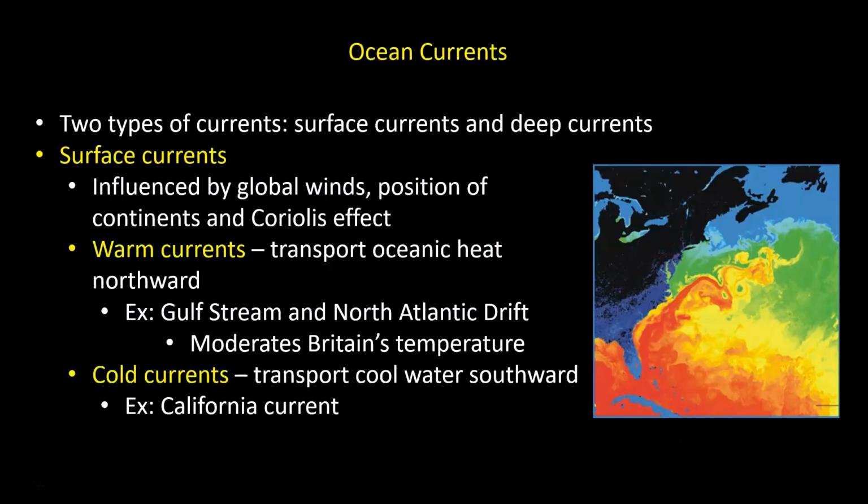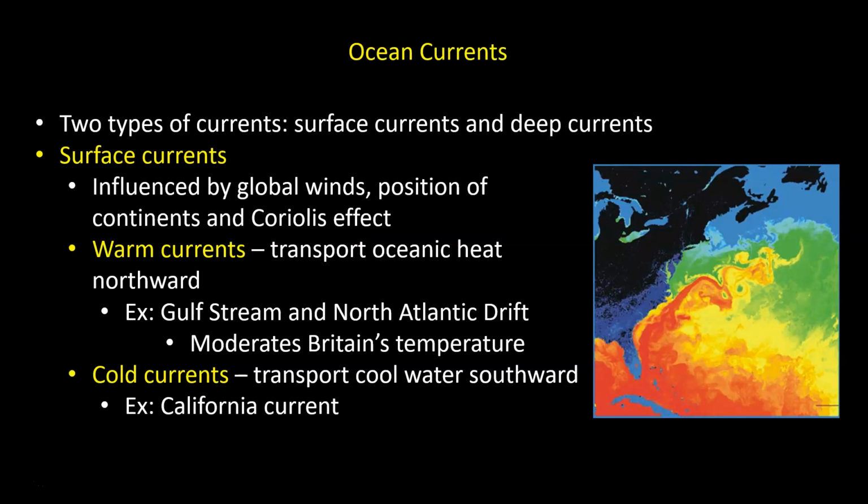Ocean currents also play a factor in the climate of a location. There are two types of ocean currents, surface currents and deep currents. Surface currents are influenced by global winds, the position of the continents, and the Coriolis effect, which helps turn currents to the right in the northern hemisphere. These currents help transfer heat from the warm equator to the cooler poles.